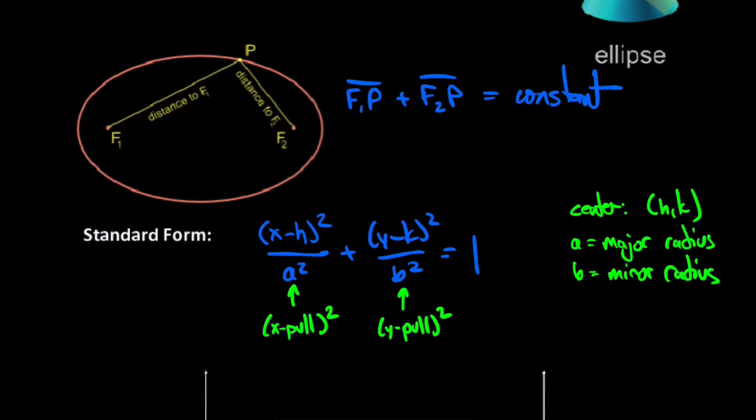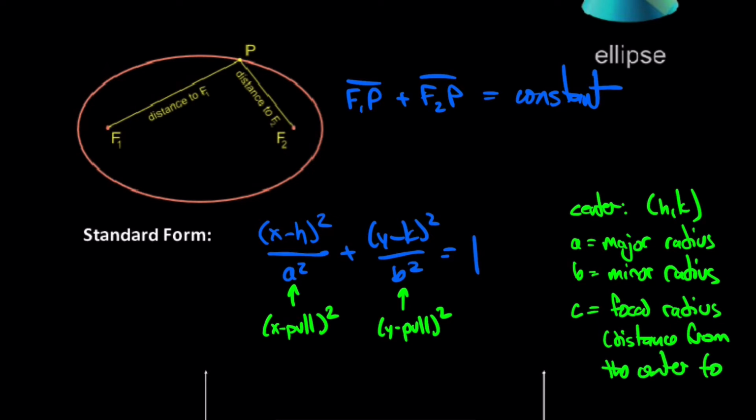Now there's one other distance we need to talk about, and that's going to be the distance from the center of the ellipse to a focus. And that's going to be called c. So lowercase c is going to be what we call the focal radius, or basically the distance from the center to the focus.